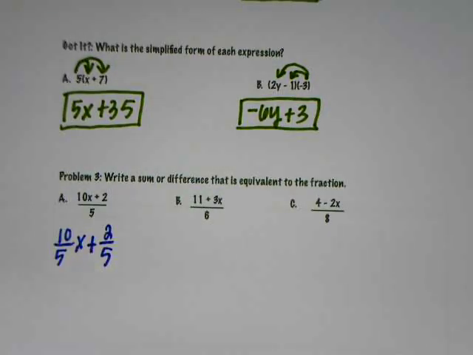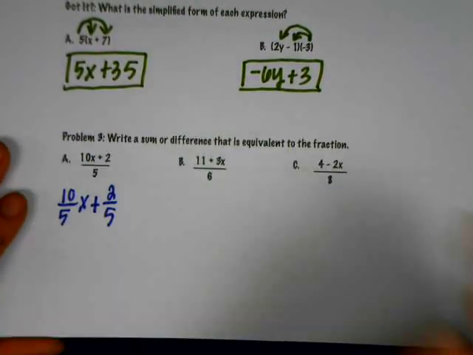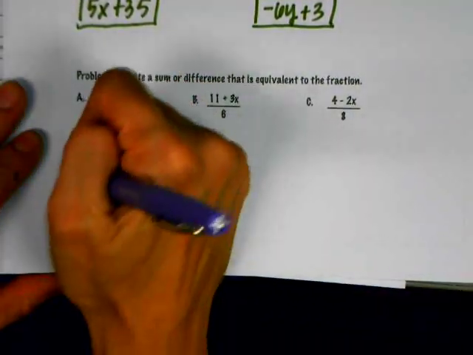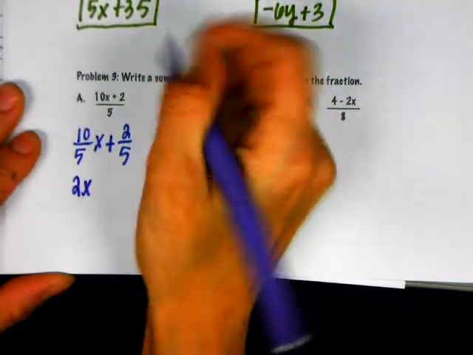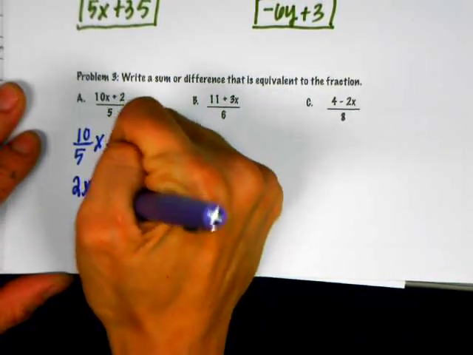And then that will allow you to simplify anything that you can simplify in the fraction now that it's separated out. So 10 divided by 5 is 2. So we're going to make that a 2x. 2/5 you can't, so we'll just keep it plus 2/5.